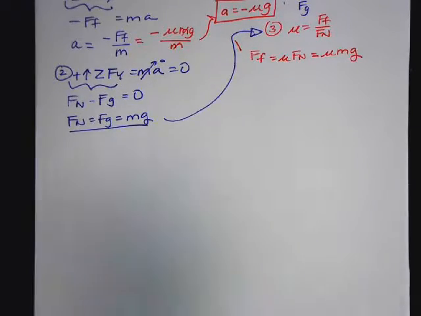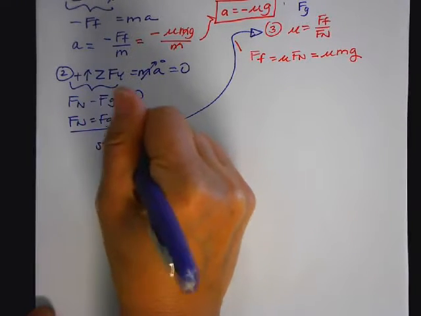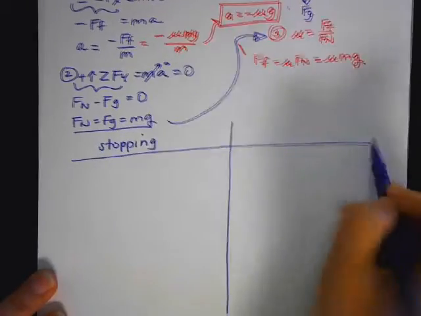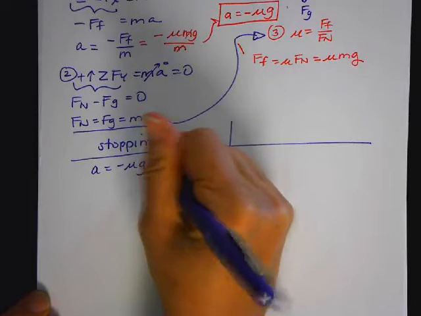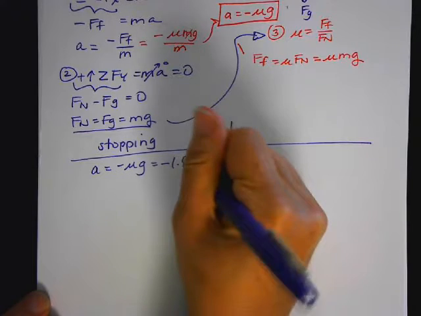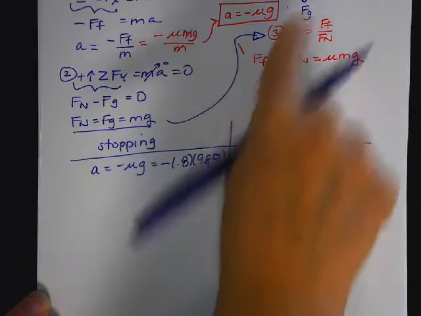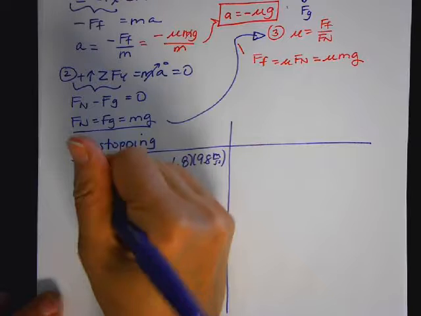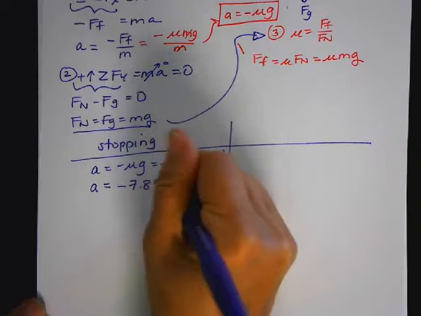So what am I going to do now? Well, I have two situations. So I'm going to do the stopping one. So for the stopping one, I know A is equal to minus mu g. So this is going to be minus 0.8 times 9.8. I don't make this negative because remember, the g is already negative in my free body diagram. I don't do a negative twice. So this acceleration comes out to be negative 7.84 meters per second squared.